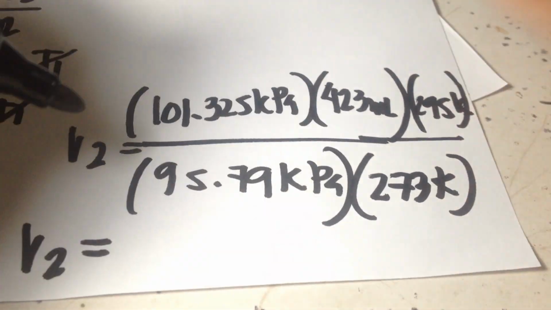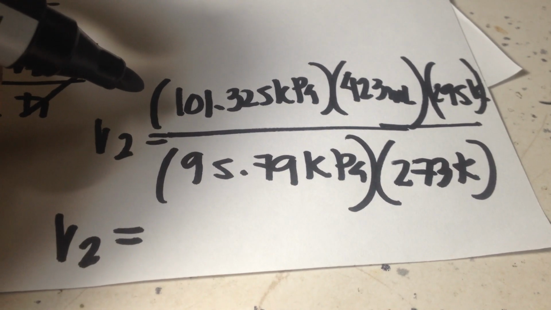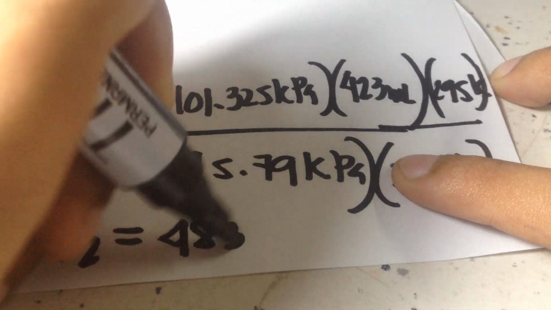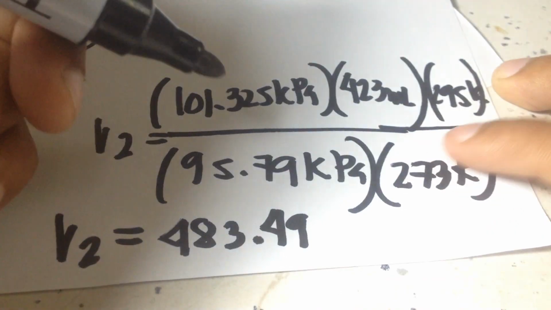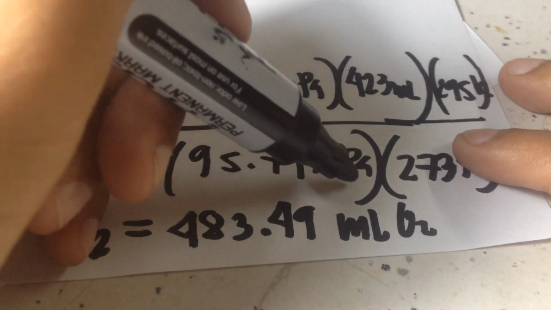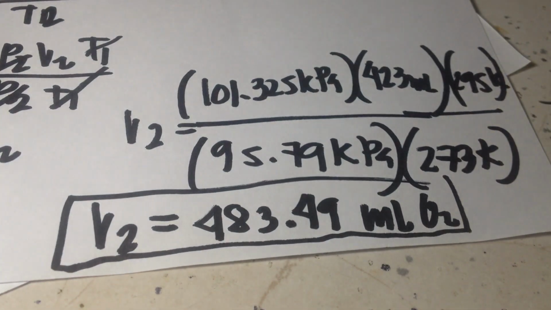So volume 2 is equal to 101.325 times 423 times 295 divided by 95.79 times 273, which is 483.49 ml of oxygen gas. So this is your final answer. Alright, let's continue with problem number 7.